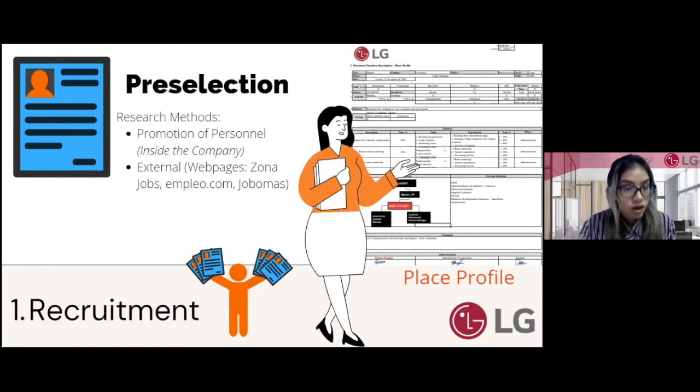However, we have another methodology in case we cannot find a specific person for this job in concern, and we can go through some web pages like Sona Jobs, Empleo.com, and Jobomas, in which we're going to review some CVs, personal or academic background, and we have to have in detail the personnel functions per each job position that we're looking for. That's why the place profile or the personnel function description was a really important step to do before.